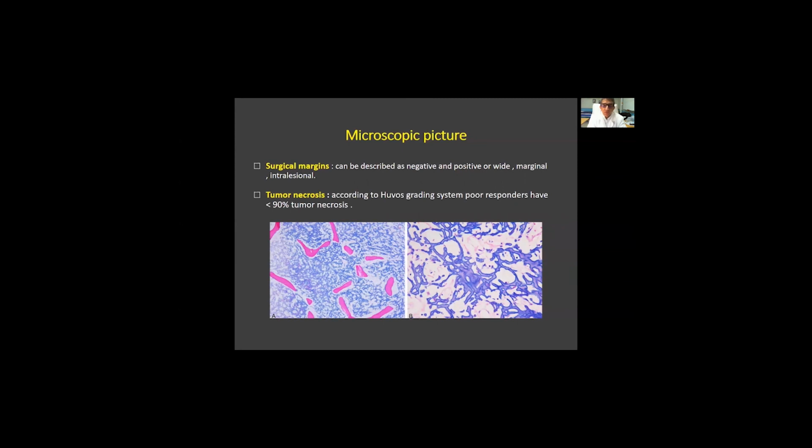Second, about tumor necrosis, the pathologists look at the number of viable cells in the sections taken from the tumor specimen. If the number of cells is less than 10%, we describe this tumor as responding more than 90% to chemotherapy, and this patient is classified as a good responder to chemotherapy. But if the number of viable cells is more than 10%, then the tumor necrosis would be less than 90%, and these patients would be classified as poor responders.